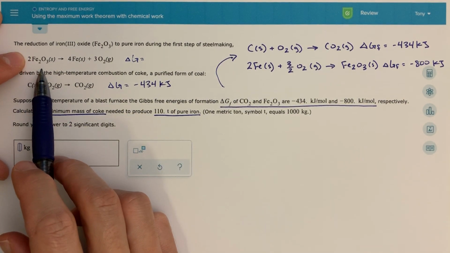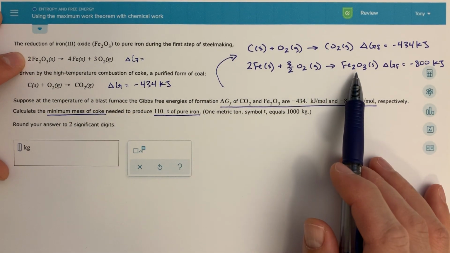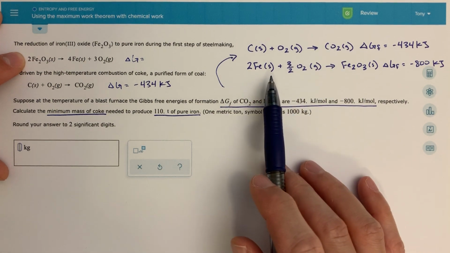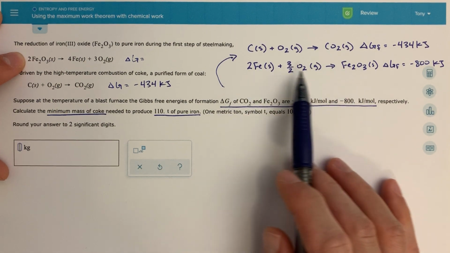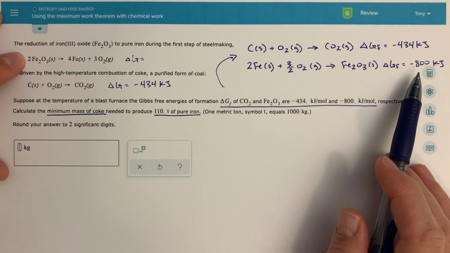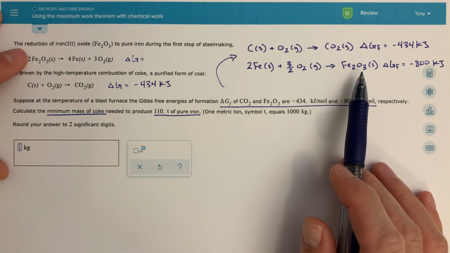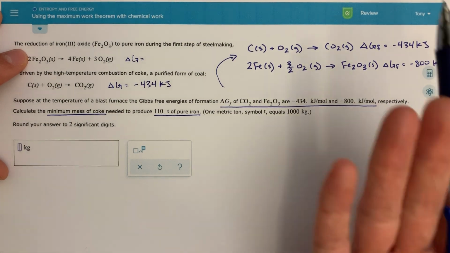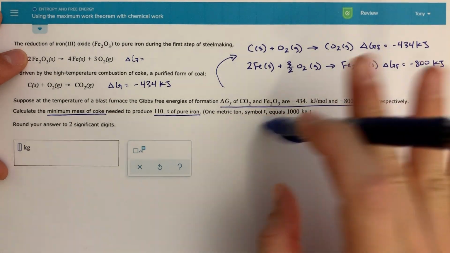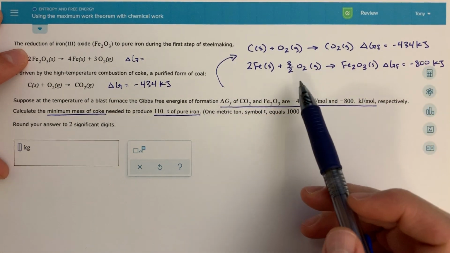Now for this top reaction, we notice that there are some similarities, but they're not exactly the same. So we need to ask ourselves, if this is a known reaction with a known delta G_f of minus 800, what do I need to do to this reaction in order to get to this reaction over here? Well, hopefully you can see that we need to flip it over. So we just need to flip the reaction over, and then multiply it by 2.